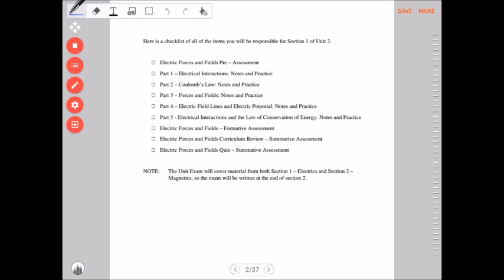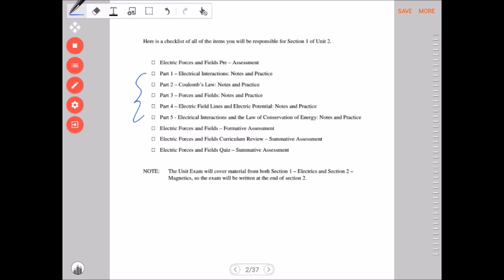So here's a checklist for all the things that you're going to be doing in Section 1 of Unit 2. You have a pre-assessment. Hopefully you've done that already. Then there are 5 parts, 5 videos. This first video is electrical interactions. It's a lot of theory, and you're going to have to apply this theory, but there's notes and practice. There are some questions out of a textbook, and I have a 30-question multiple choice sheet that I'm going to post on the workspace for you to look at and work through. It just cements some of the ideas.